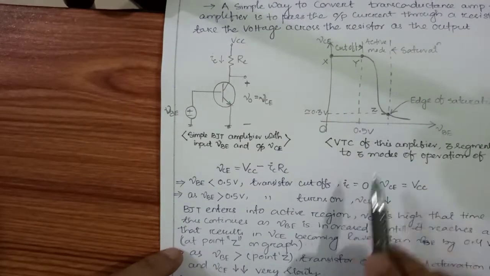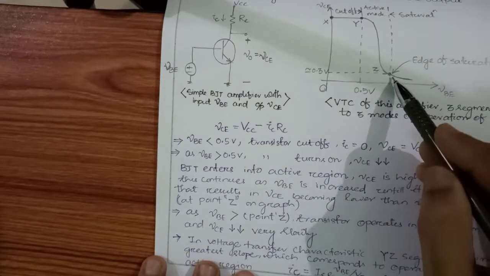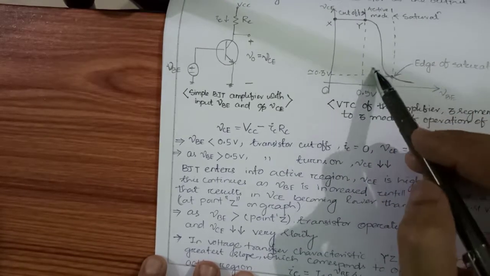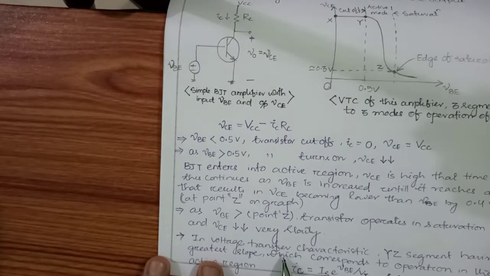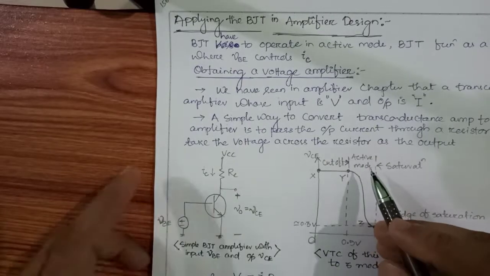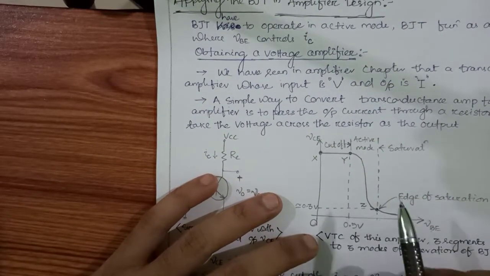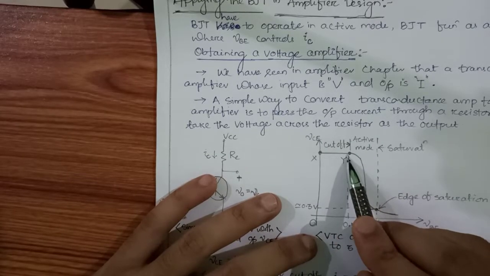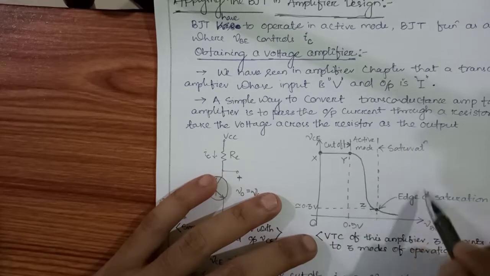this is the Z point. My transistor operates in the saturation region, and for the saturation region VCE decreases very slowly. Only for the active region VCE decreases very rapidly. Okay, so this is the voltage transfer characteristic. Voltage transfer characteristic means it is a characteristic between output voltage and input voltage. So you see, for X to Y this is cutoff, Y to Z it is active, and from Z onwards it is saturation region.